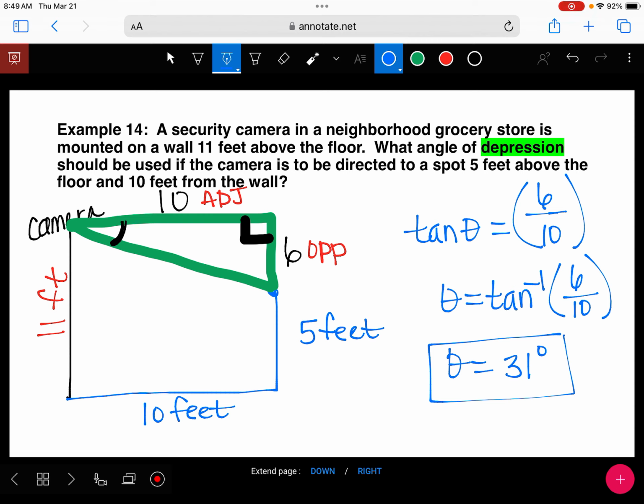Yes, Onike? So if you put tangent of 10 over 6, then you would not get the right answer. Because the angle of depression is going to be next to the camera. So it's like, how are we tilting the camera? So the angle of depression should be next to the camera.